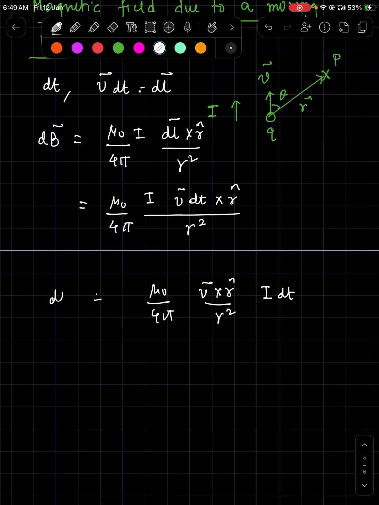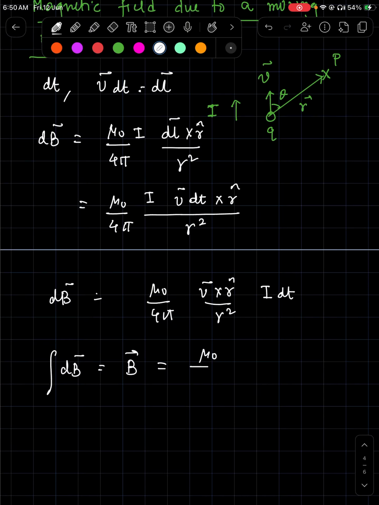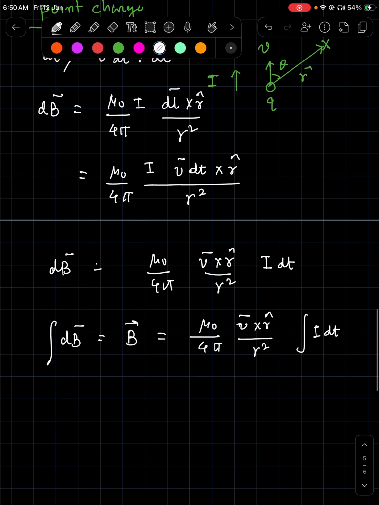So now we are going to integrate that. Integrating dB gives the vector B, say. So mu naught by 4 pi, vector v cross r cap by r square, integration of I dt, and the integration of I dt is the total charge. There is Q here. So that is mu naught v cross r cap by 4 pi r square into Q.